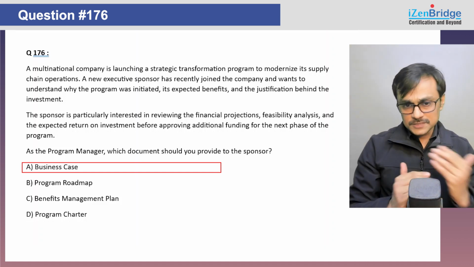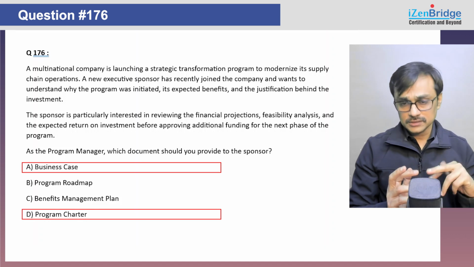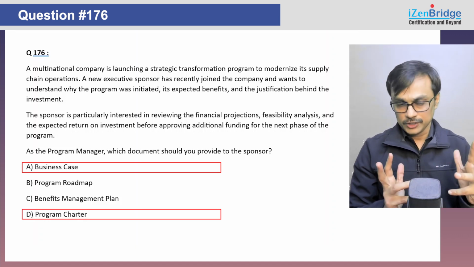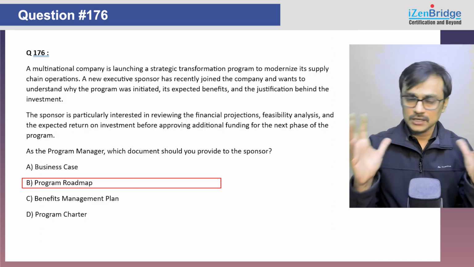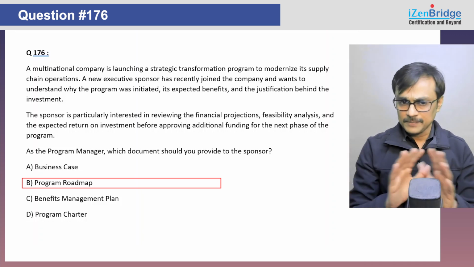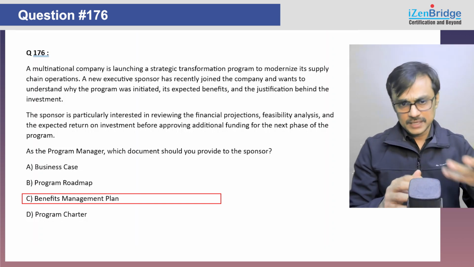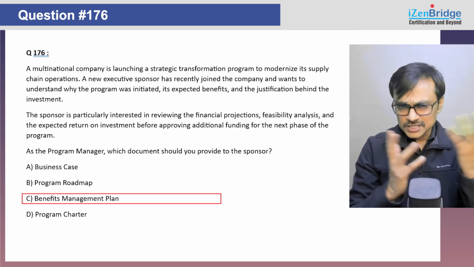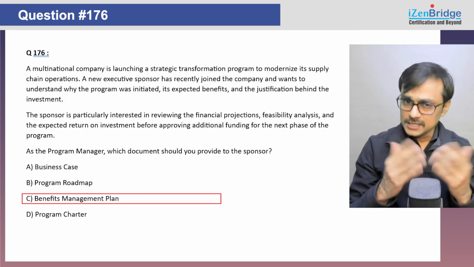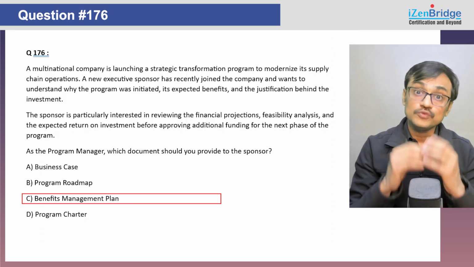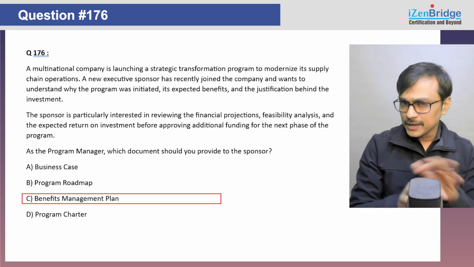In this particular question, you probably get confused between business case and program charter. Those are the two candidate options. Roadmap is not much relevant, because they do not want to see how these components relate and what kind of timeline. For the benefits management plan, some information about benefits, expected benefits, may be there, but not justification. The whole purpose of the benefits management plan is managing the benefits, not talking about why we have these benefits, or why we do this program when we have these benefits. The why part is missing there.